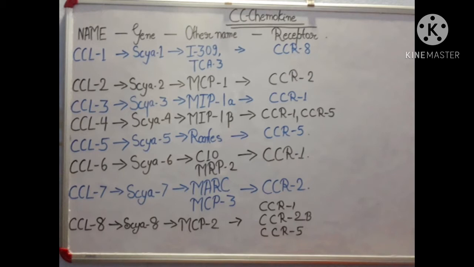CCL6 is encoded by the SCYA6 gene, and it is also known as C10 and MRP2, and its receptor is CCR1. CCL7 is encoded by the SCYA7 gene, and it is also known as MARC and MCP3, and its receptor is CCR2. CCL8 is encoded by the SCYA8 gene, and it is also known as MCP2. Its receptors are CCR1, CCR2B, CCR5.